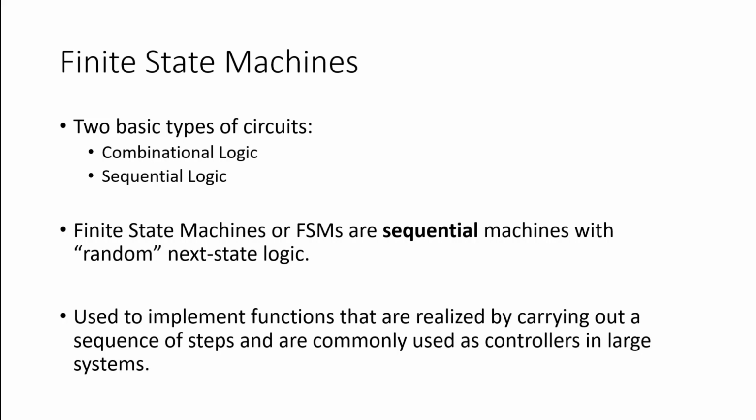Now, a finite state machine, or an FSM for short, is a sequential machine with random next state logic, and that is the baseline definition for a finite state machine. Finite state machines are used to implement functions that are realized by carrying out a sequence of steps and are commonly used as controllers in large systems. So one of the most important things to understand about finite state machines is that they represent a sequence of steps or a series of steps and how we can transition from one state to the other.